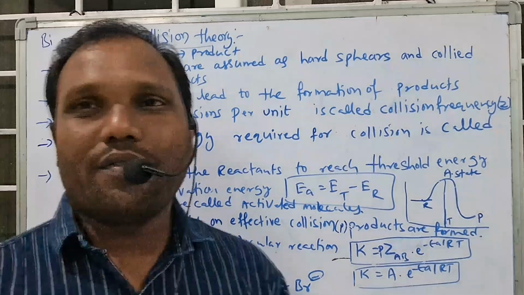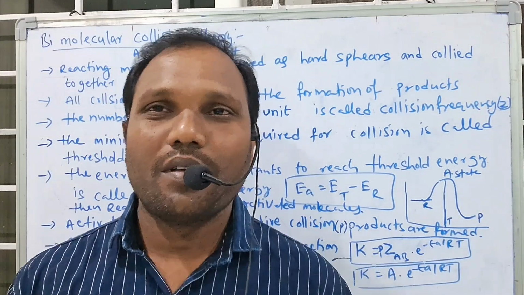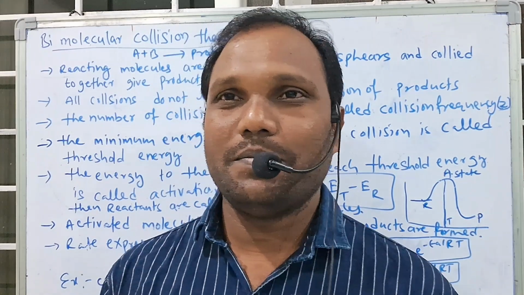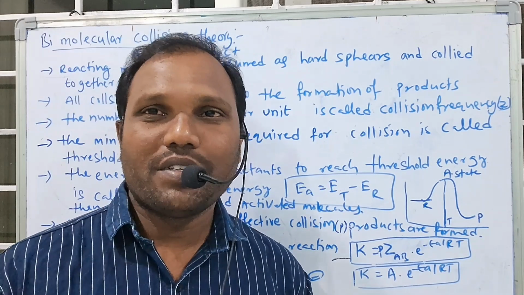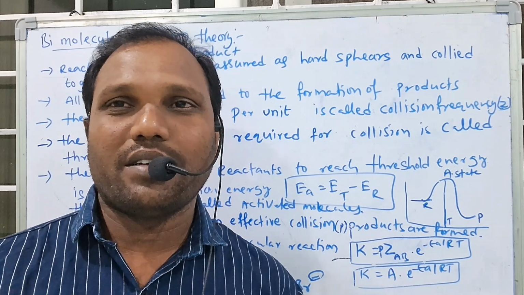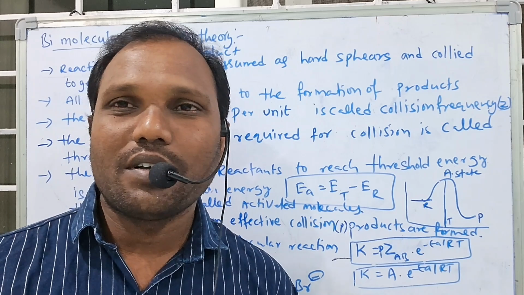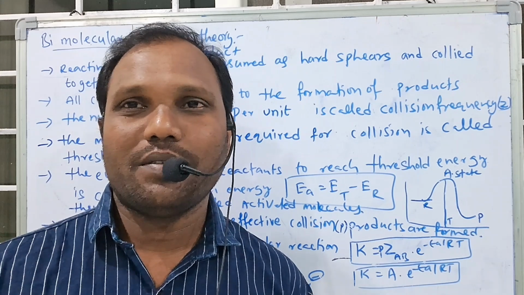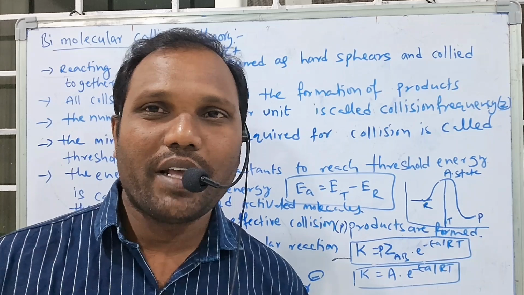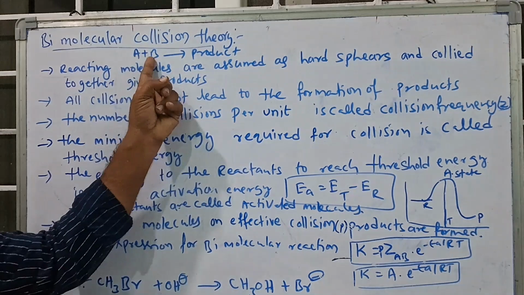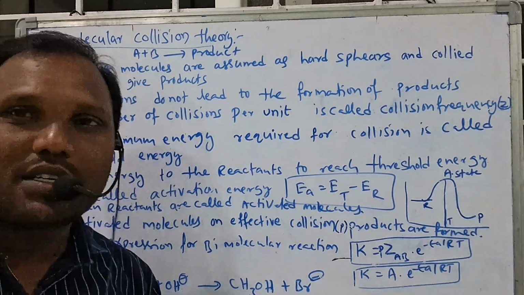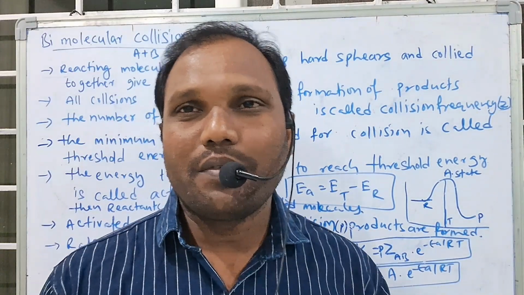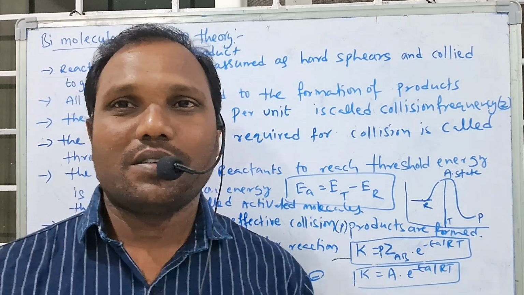Topic is bimolecular collision theory. Here, first we need to know bimolecularity. A reaction which contains only two reactants is a bimolecular reaction. For example, A plus B gives rise to products. Here there are only two reactants, so this is a bimolecular type of reaction.